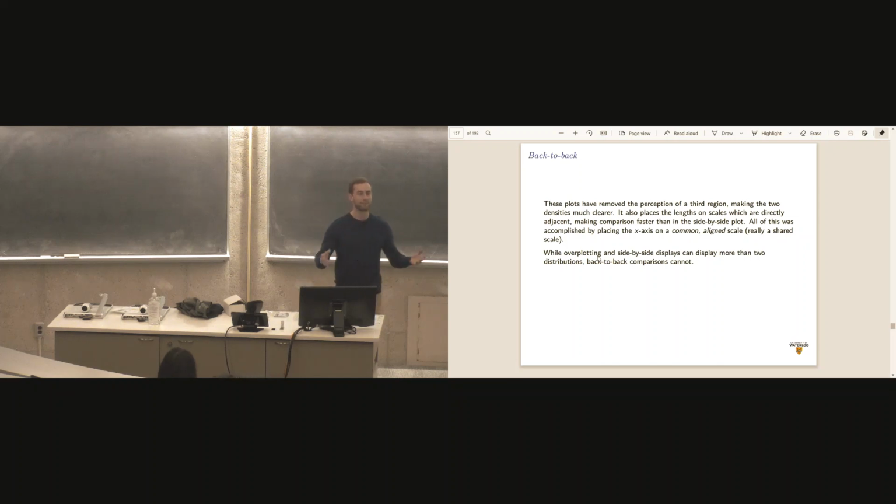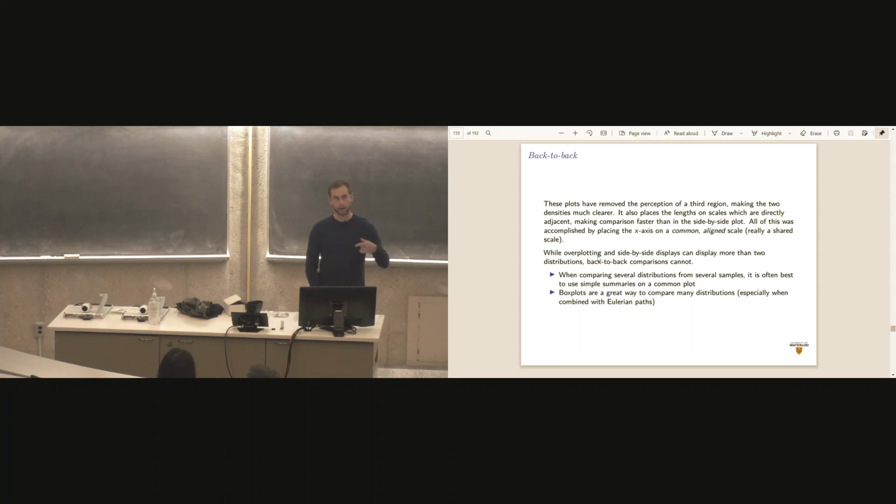But as you're moving up to comparing more and more samples, with overplotting, you can accommodate as many as you want. It'll become a complete mess, totally unreadable, but you can do it. But there's no way to actually do that with a back-to-back plot. It only works for comparing 2 samples, which might be good enough.